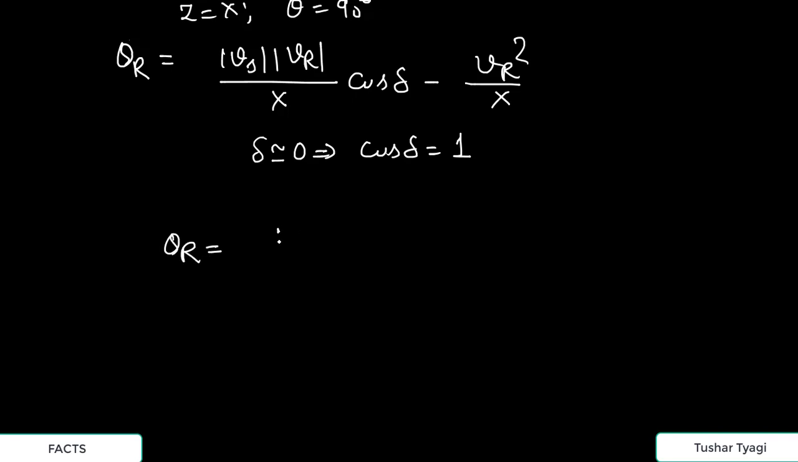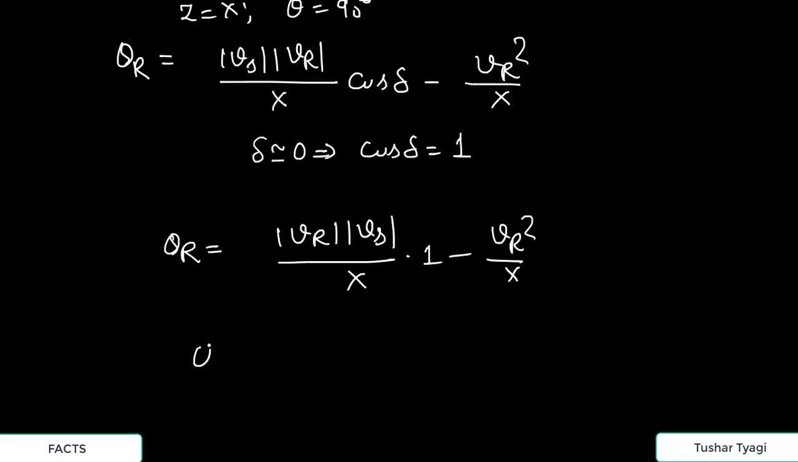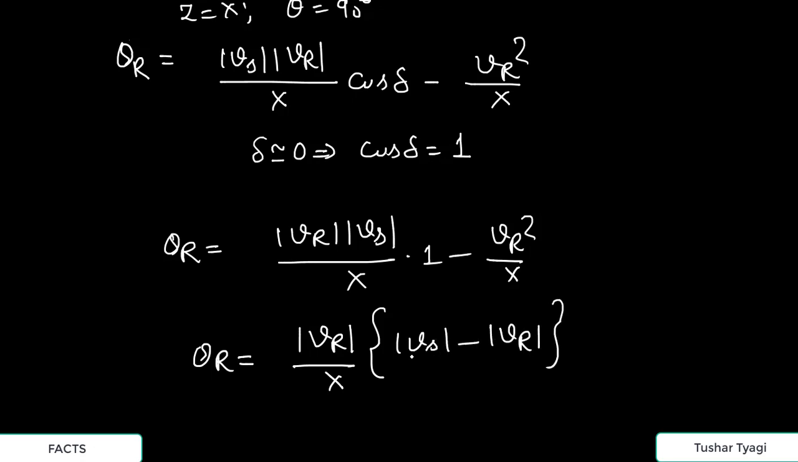Very good relation will come out of it. QR is equal to mod of Vr mod of Vs divided by X, it becomes unity, minus Vr square by X. QR is equal to, I will take common mod of Vr divided by X also, it is mod of Vs minus mod of Vr. It is the difference. Means reactive power flowing through a transmission line, or the reactive power received at the receiving end, depends on the difference of the voltages, not their angle. Difference, mod.